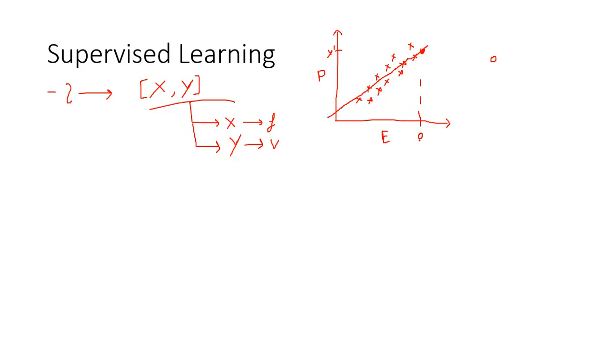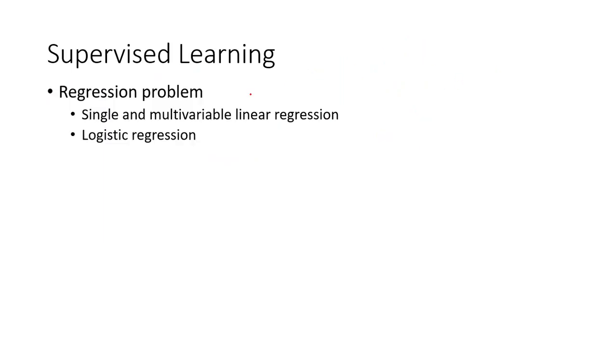So this is how supervised learning works, and this is an example of single variate regression that I am talking about here. So regression is one problem which is an example of supervised learning. We just discussed single variate linear regression.